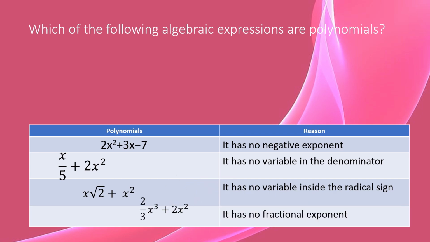2/3 x cubed plus 2x squared. So it has no fractional exponent. The fraction 2/3 is a numerical coefficient. So we can say that an algebraic expression is a polynomial if it has no negative exponent, no variable in the denominator, no variable inside the radical sign, and no fractional exponent.